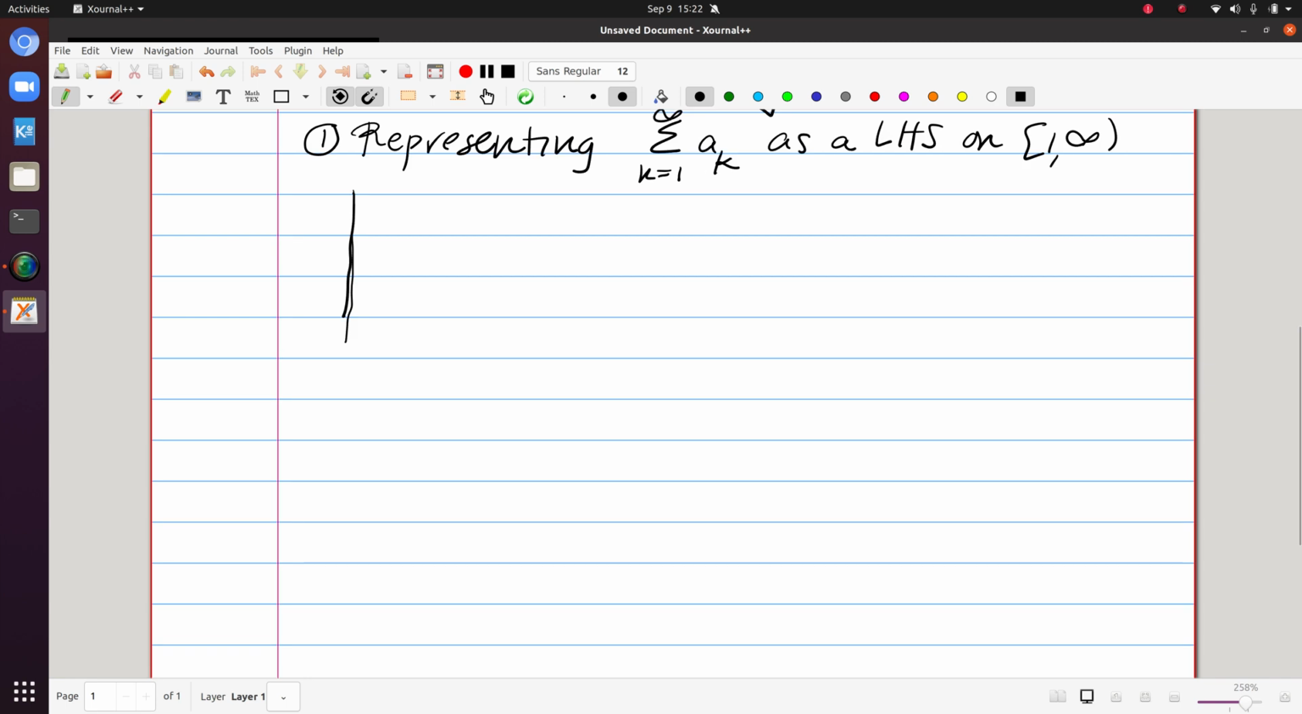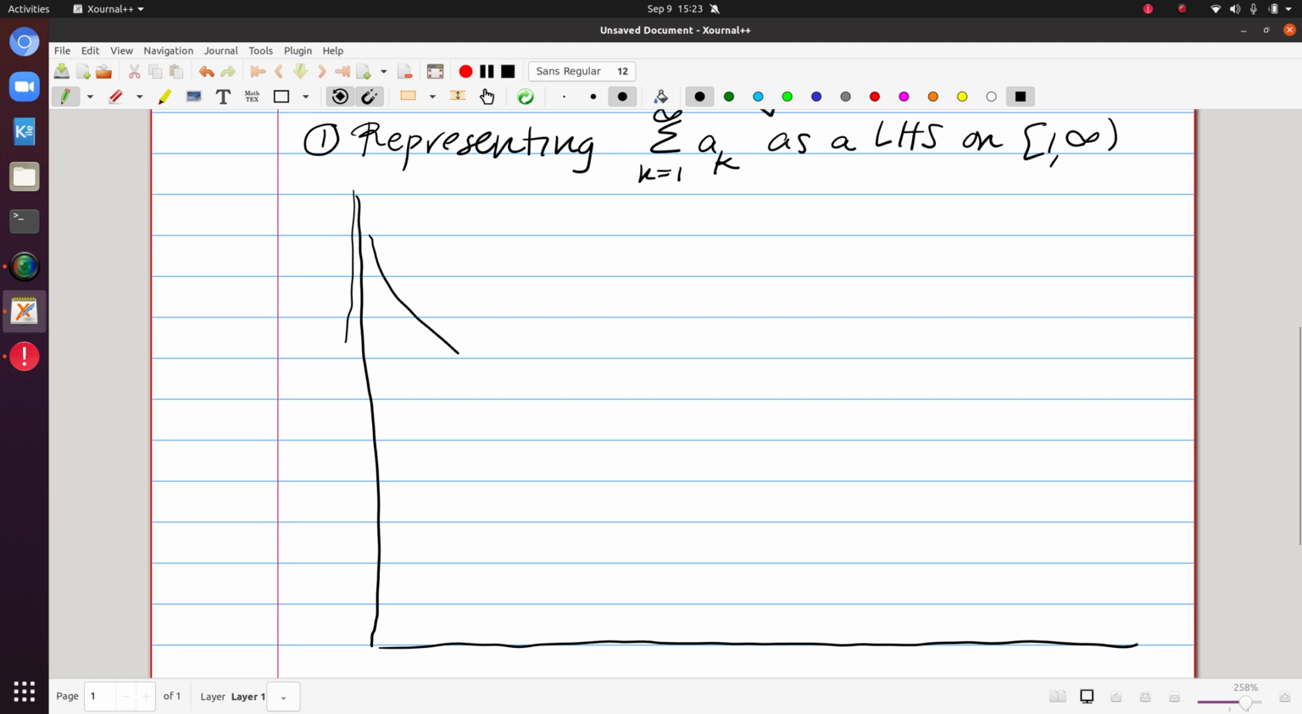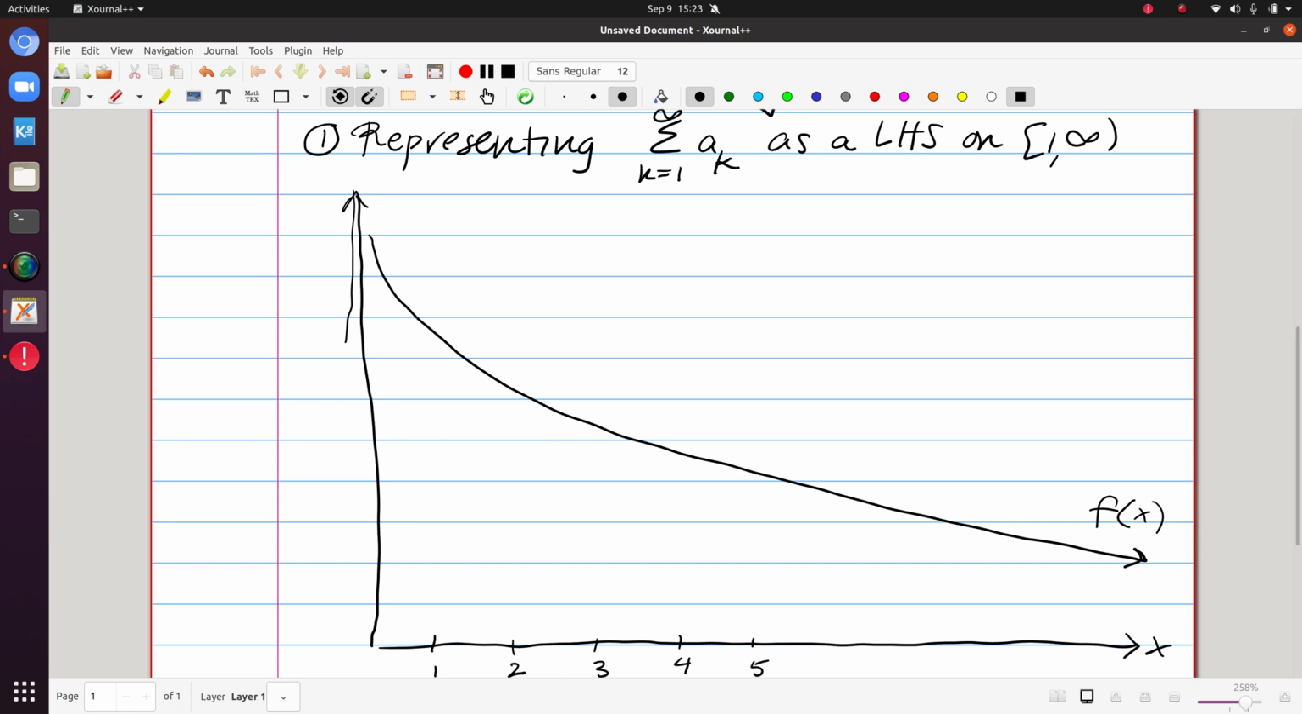So let's start by sketching my axes. Maybe give myself a little bit more space. Let's assume my function looks something like this. So this is f of x. And I can now mark off my index values, 1, 2, 3, 4, and so on.